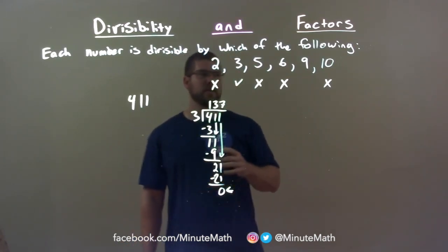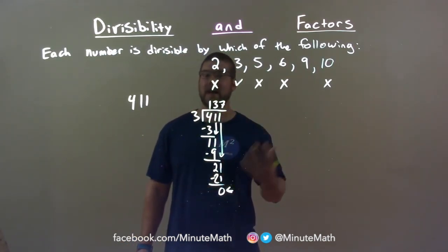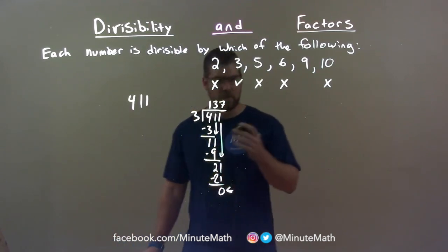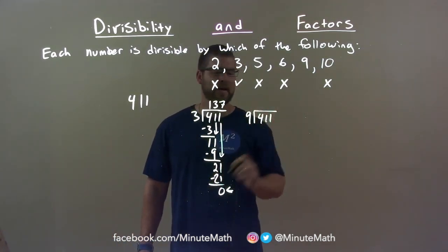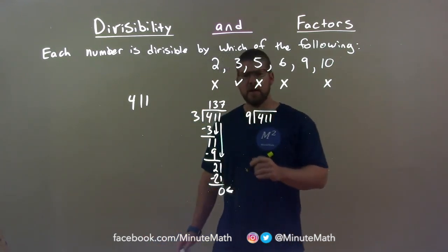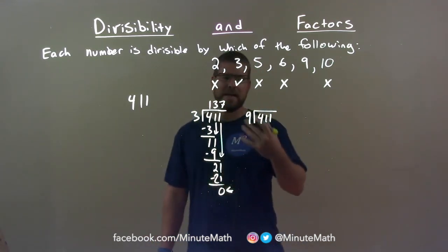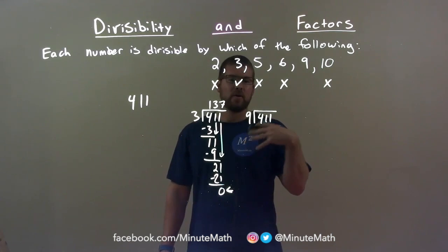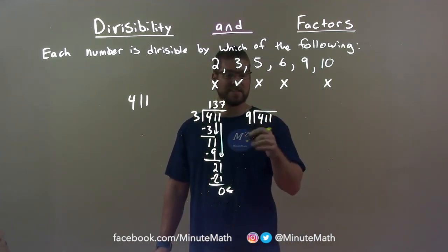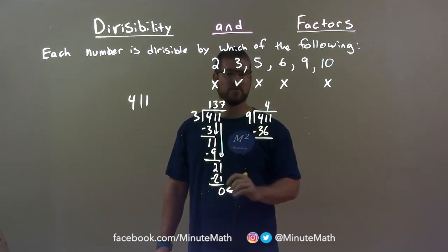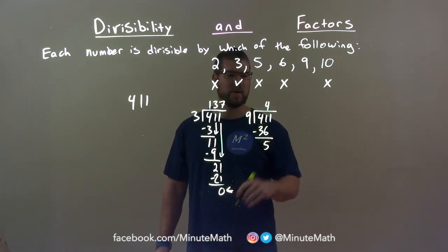So if 3 goes in evenly, we got to check and see if 9 does as well, okay? So does 9 go into 411? Well, 9 goes into 41. Well, not evenly, right? But 9 goes into, well, 36, right? 9 goes into 36 4 times. 4 times 9, 36. Subtract the 2, and we get a 5, okay?